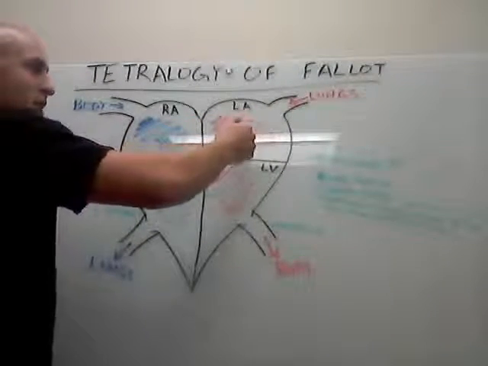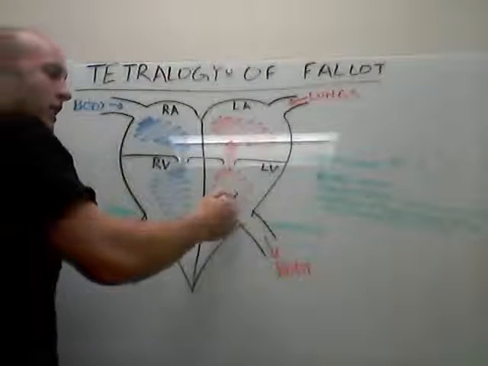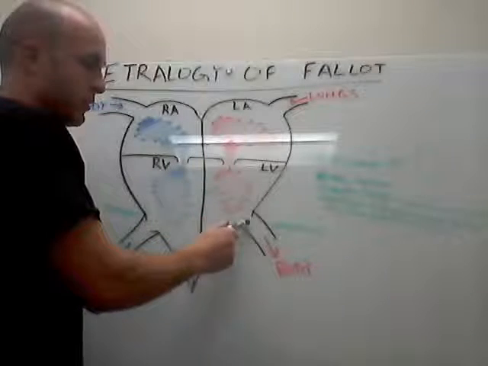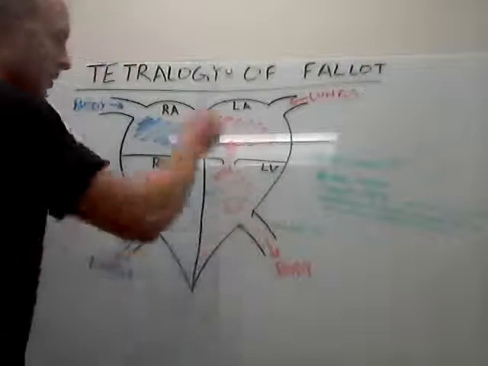It passes from the lungs into the left atrium, where it then passes down here into the left ventricle, and then from the left ventricle, it's pushed through the aorta and into the rest of the body. So that's the way that the heart works.